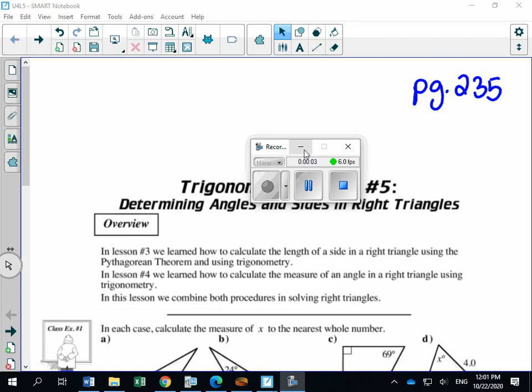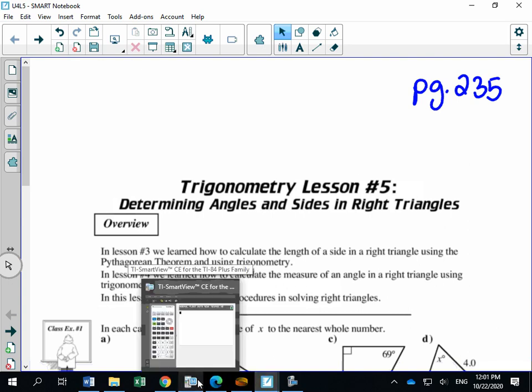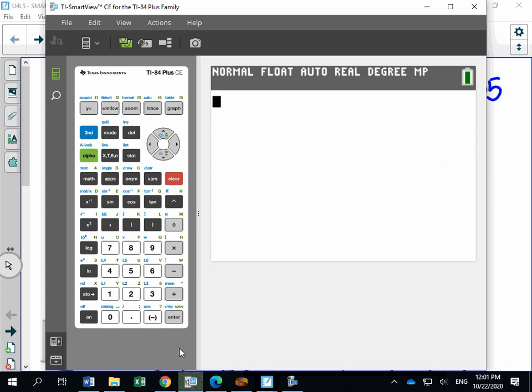Okay, hi Math 10s. This video is going to be for Lesson 5. Lesson 5 for trig is in the workbook on page 235. So everybody wants to be open to that lesson. Make sure you have your calculators out, and let's actually reset our calculators or put them into degree mode.